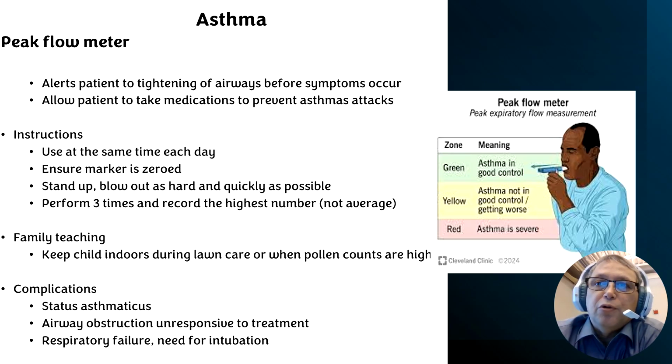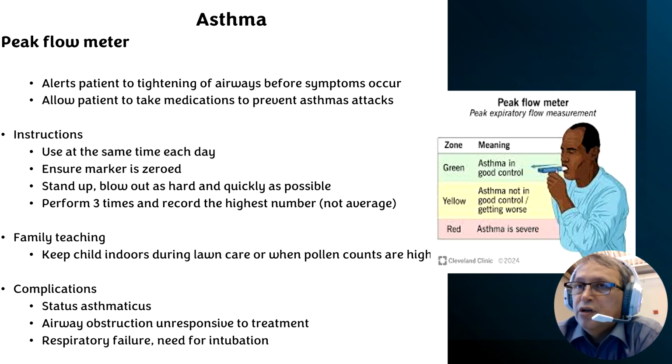Also, the parents need to be aware that when the pollen counts or other atmospheric particles are high, they should keep the child indoors. Keep in mind also that when you have asthma, the complication of status asthmaticus is a critical emergency. This is where the airway obstruction is unresponsive to normal treatment and respiratory failure is imminent. We need intubation. So we have to teach the parents the signs and symptoms so that they can be prepared to bring the child in.